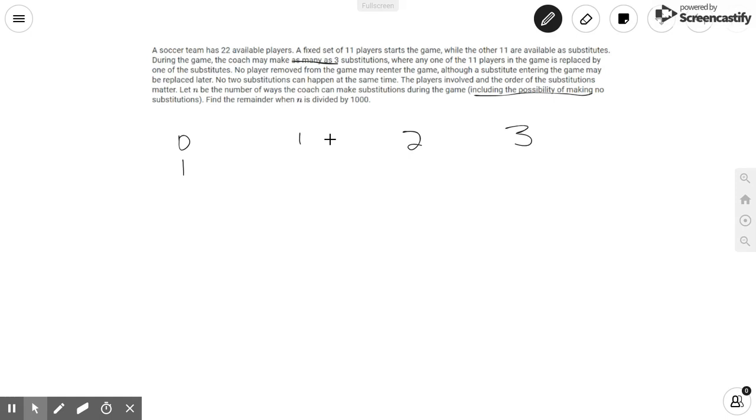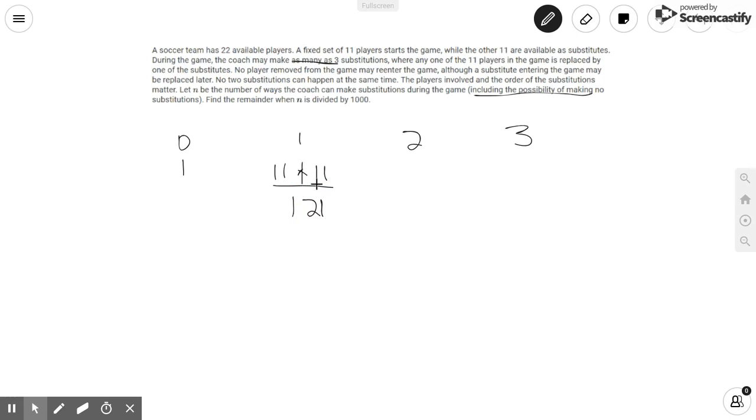What if we make one substitution? Well, what we can think of this as is the one substitution can be split up into two different things. There are 11 choices for the person he can take out, and 11 choices for the person he can put in. Now, 11 times 11 ends up being 121. So this is actually the number of ways that 1 can be made if he only makes one substitution.